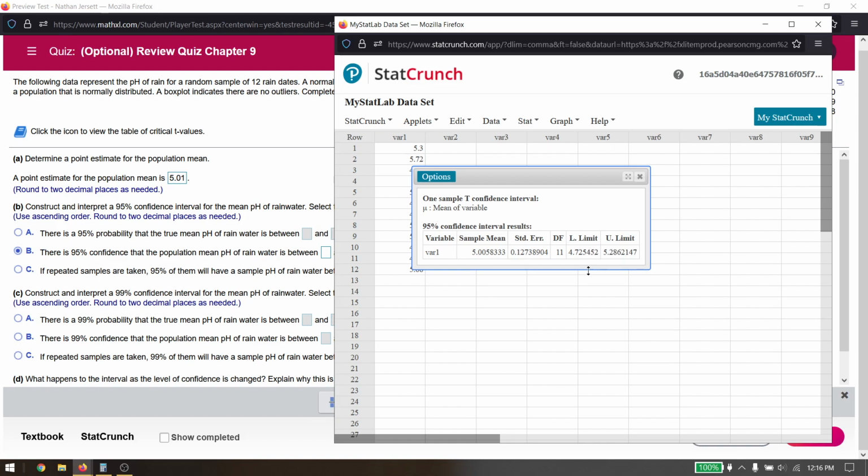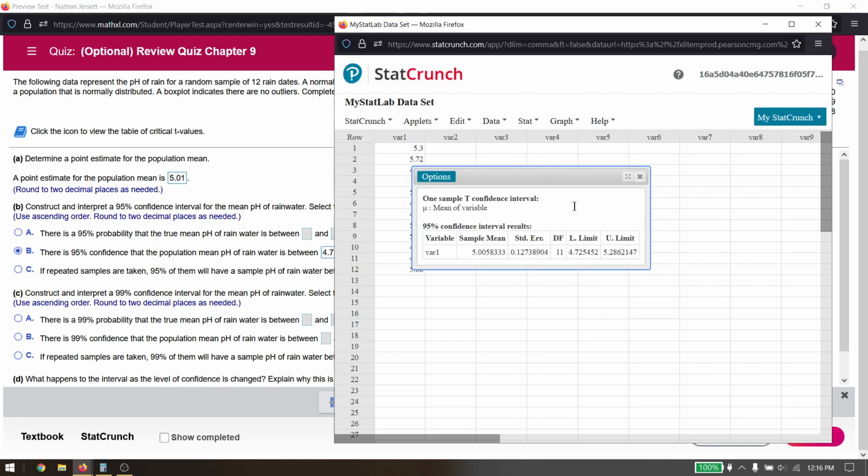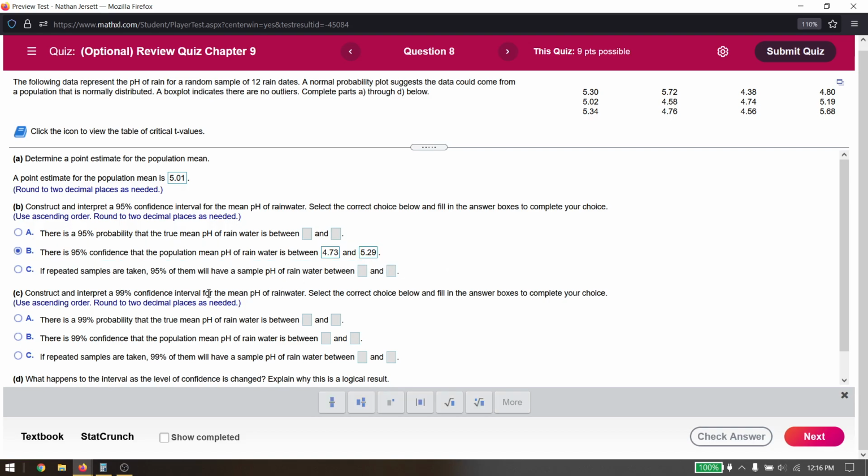We have 2 decimal places, so 4.73 and 5.29. Okay, that's our confidence interval for 95%.